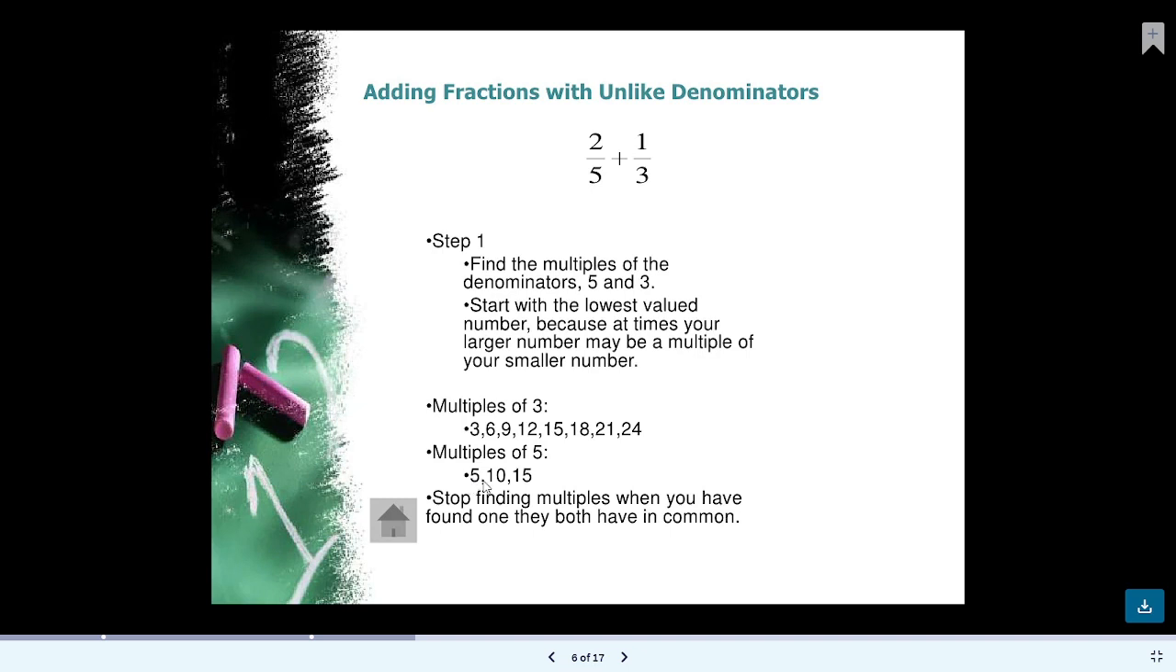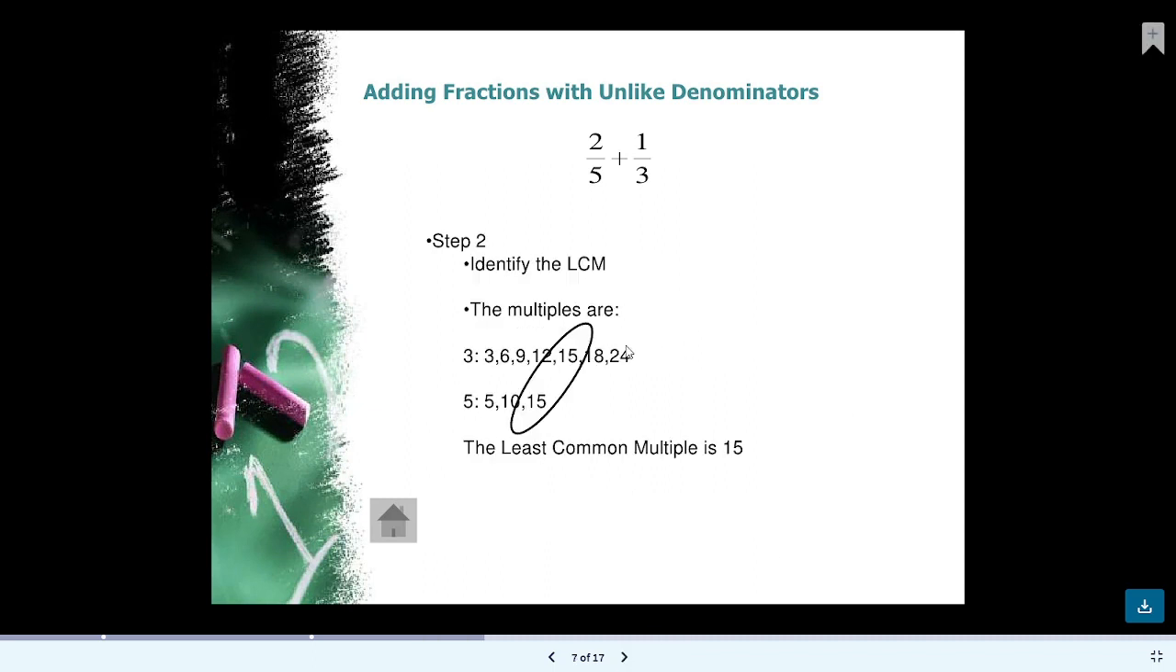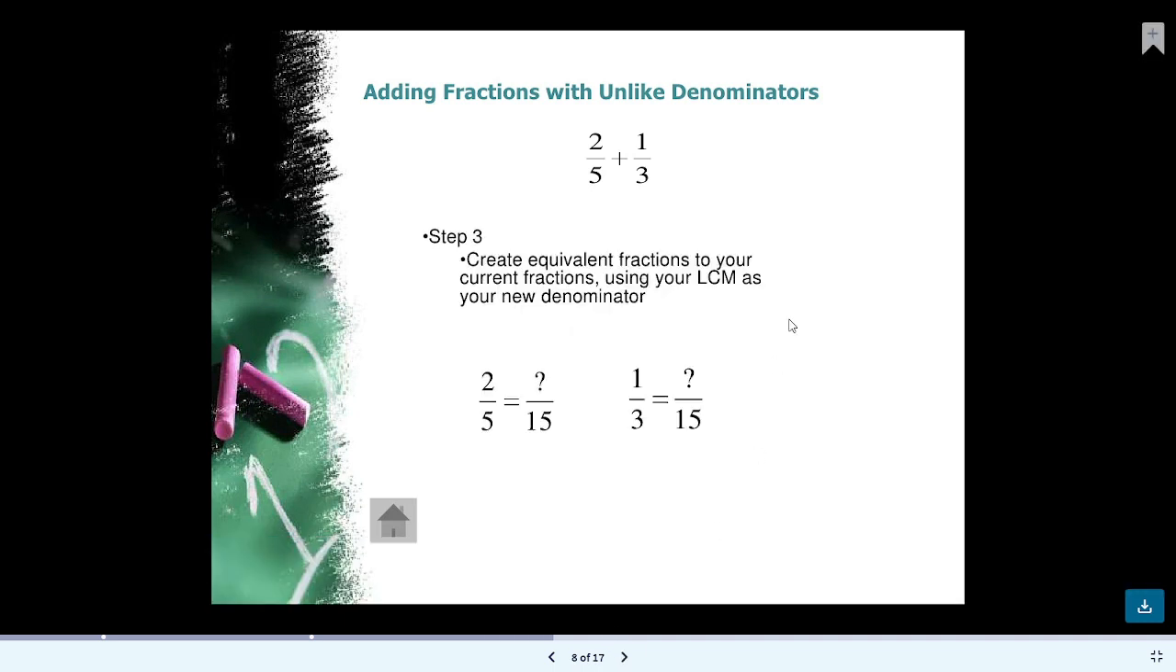Multiples of 5: 5, 10, and 15. We stopped finding multiples when we found one they both have in common. In this case, it would be 15. So, our LCM is 15, which will become our LCD. We'll create equivalent fractions to our current fractions using our LCM as our new denominator. So for 2/5, we'll put 15 as our denominator, and for 1/3, we'll put 15 as well as our denominator.